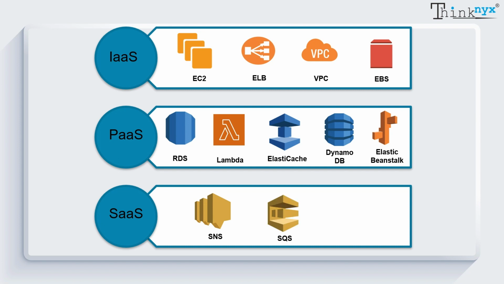Next is SQS. Amazon's Simple Queue Service lets us send, store and receive messages between software components at any volume without losing messages or requiring other services to be available. Next is AppFlow. With Amazon AppFlow, we can automate bidirectional data flows between SaaS applications and AWS services in just a few clicks.